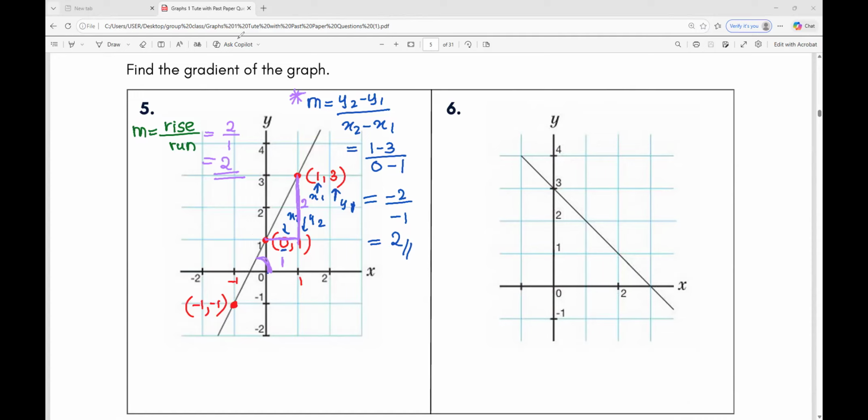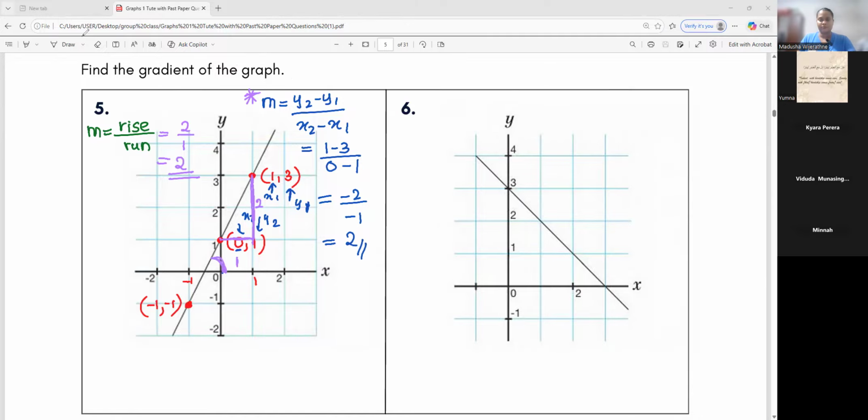Do the sixth one alone. Use whatever method you like. Get the gradient with the correct sign.